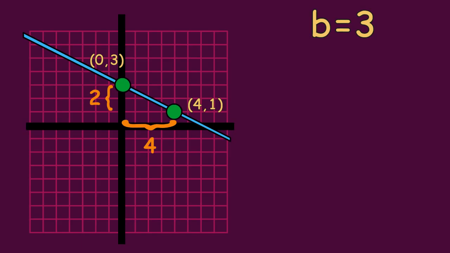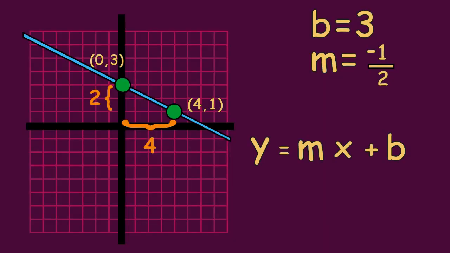Since we went down instead of up, our numerator will be negative. This means our slope will be negative 2 over 4. Negative 2 over 4 can be simplified to get negative 1/2. Now, replace the m with negative 1/2 and the b with 3 to get the equation for this line. Y equals negative 1/2 x plus 3.